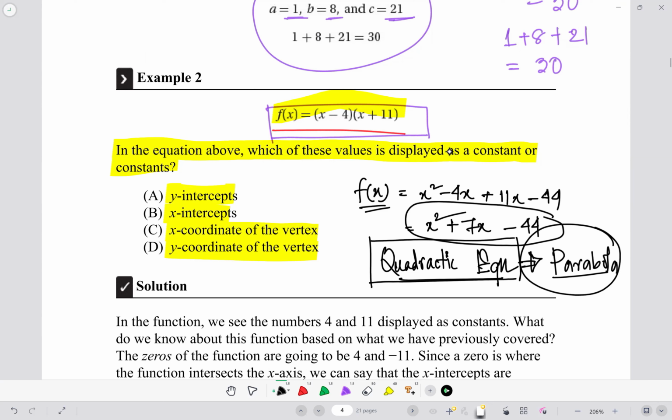A parabola, because we have already covered that chapter. Why is this quadratic equation called a parabola? Because if we plot this quadratic equation, it will look like a parabola.